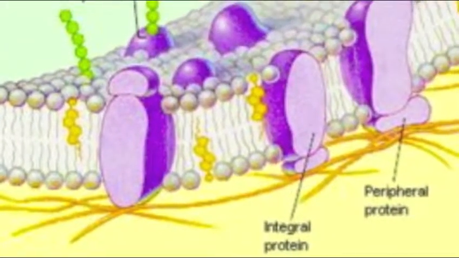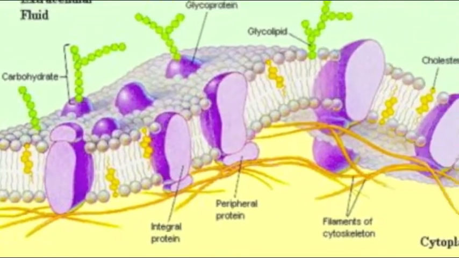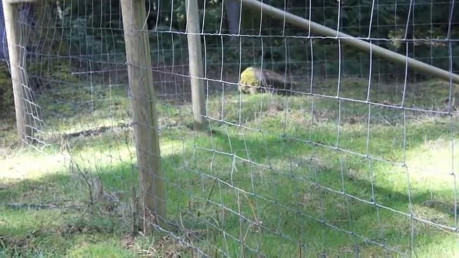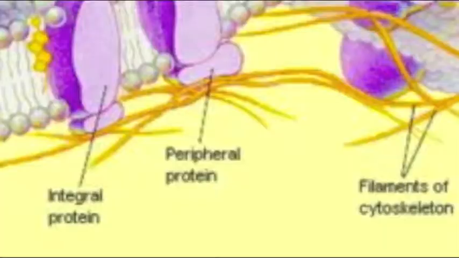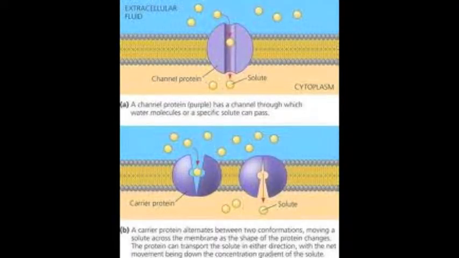Aside from the phospholipids, protein molecules are either partially or wholly embedded in the cell membrane. Integral proteins are wholly embedded, meaning they span the entire width of the cell membrane. Peripheral proteins do not go across the entire membrane. They are said to be partially embedded. Some proteins in the cell membrane, called channel proteins or carrier proteins, help move molecules across the cell membrane.